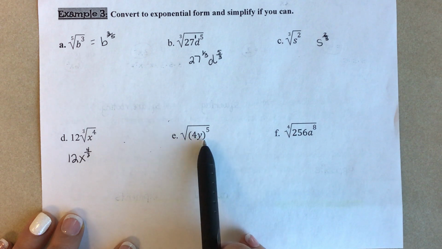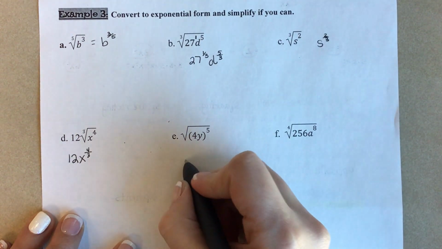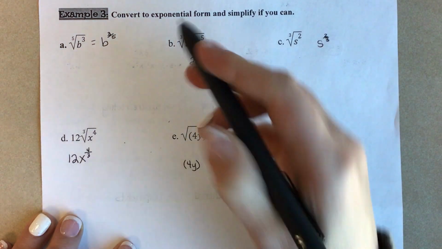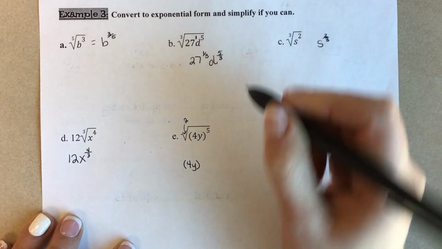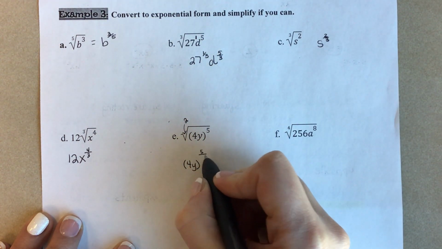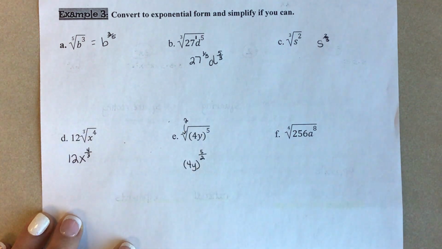Here I have parentheses around everything, so I want to make sure I keep those parentheses, so I'm going to go ahead and write 4y. And when I don't see something in the elbow, it's going to be a 2. So now 5 is the exponent, it's going to be 5 over 2.